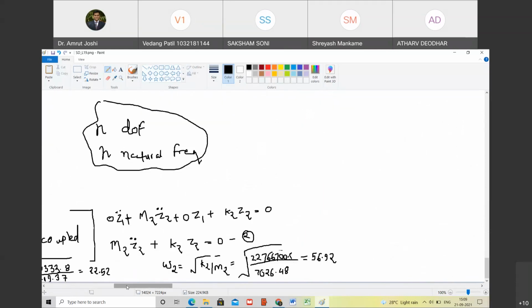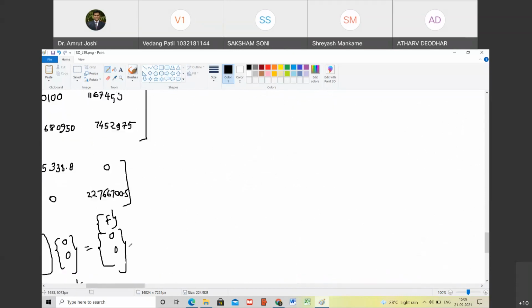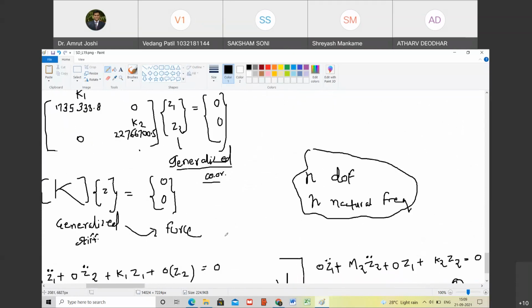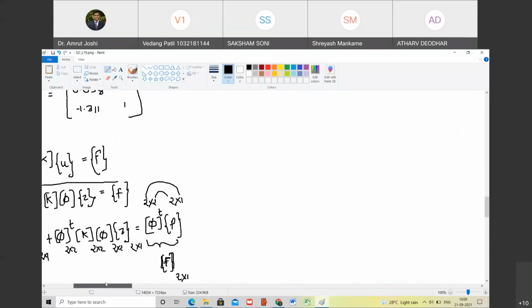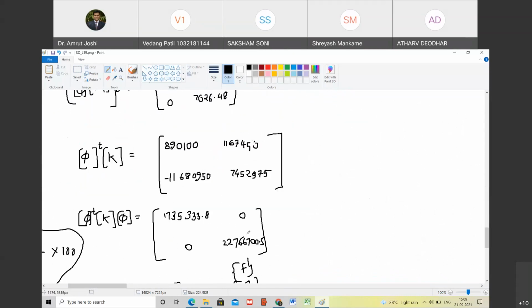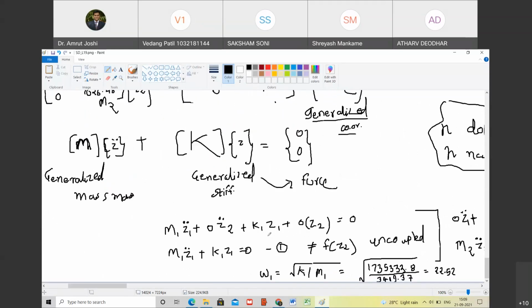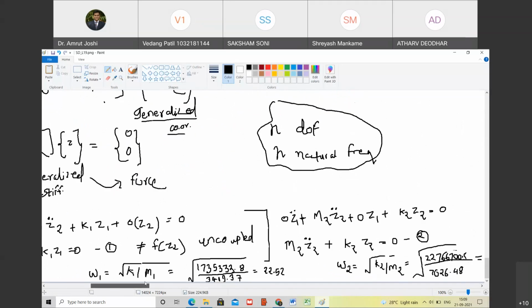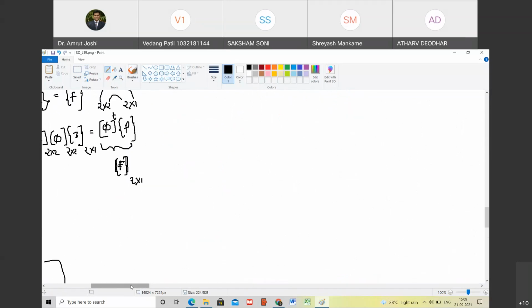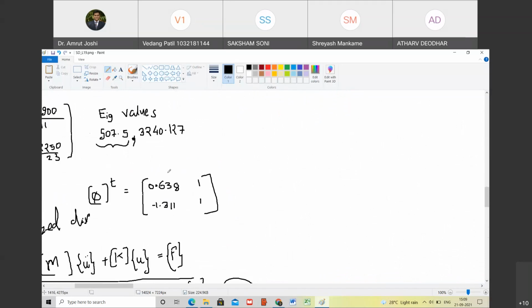Now, can you square the second natural frequency, 56.92? It comes to 3239.88. It would have been 3240.127 if you had not done the rounding off. So what is the important understanding?